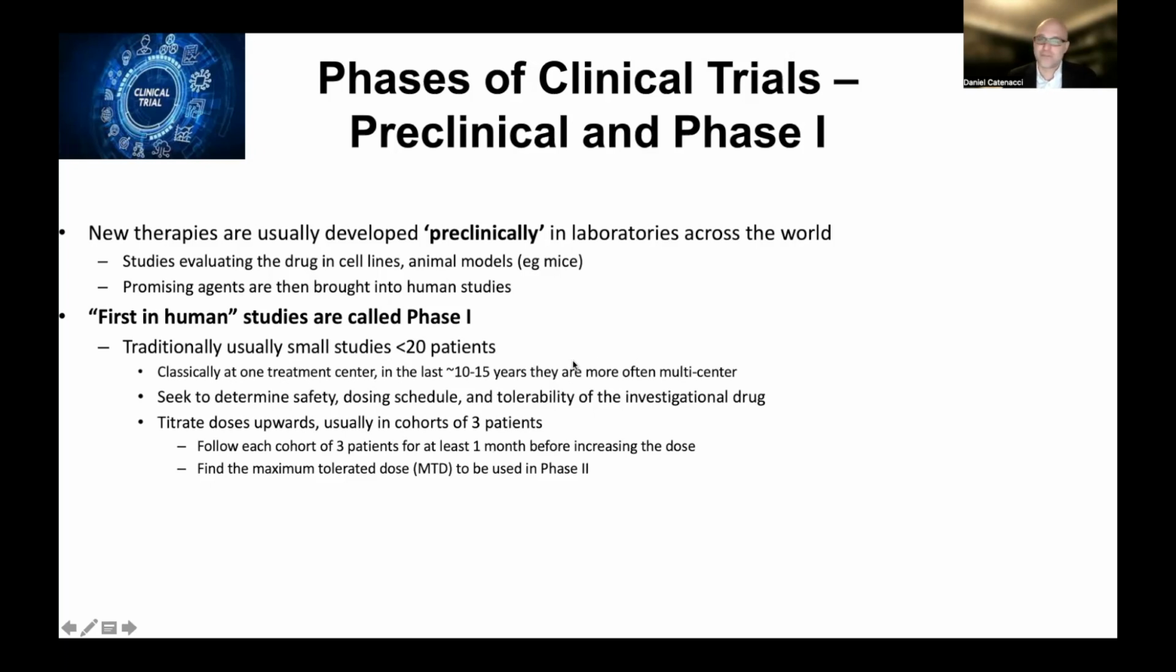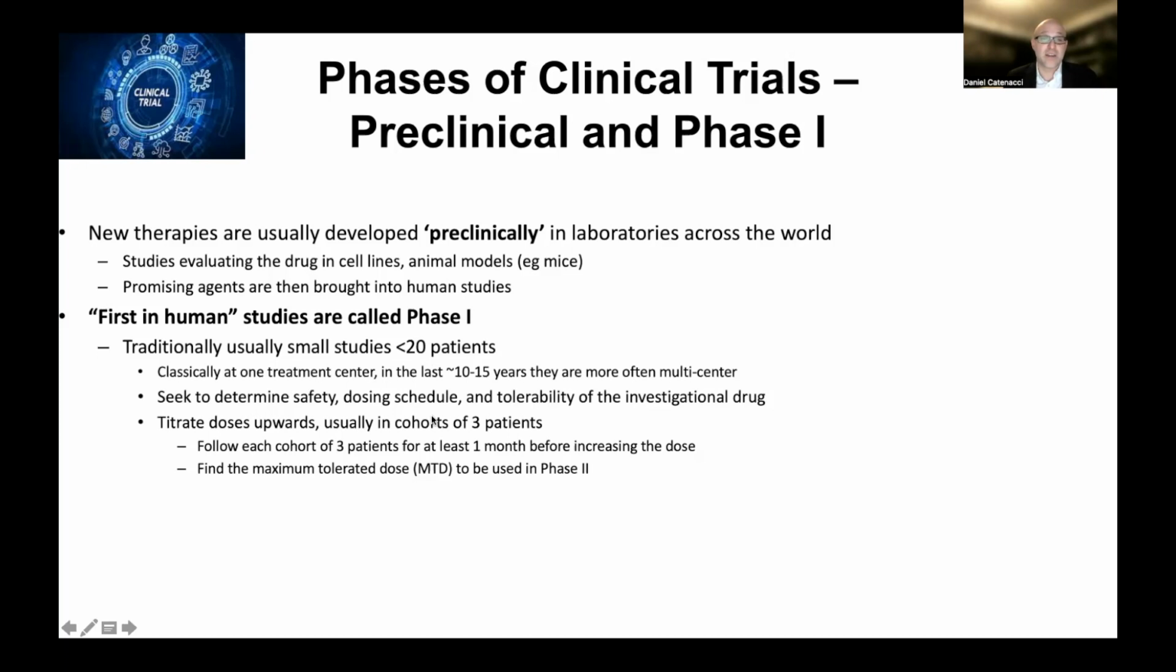This is a function of pharmaceutical companies trying to get information as quickly as possible. And so by opening it at multiple centers, patients can be enrolled simultaneously at different centers, which facilitates accrual and accelerates the completion of the studies. And the primary intention of these studies is to really determine the drug's safety, what its dosing schedule should be, how often, and whether this drug is tolerable.